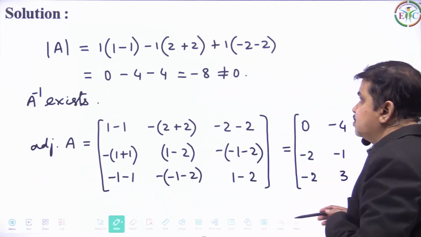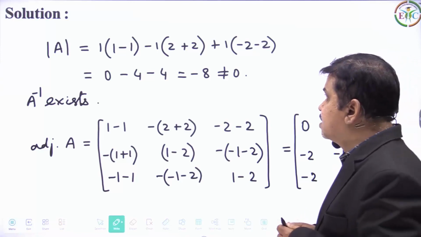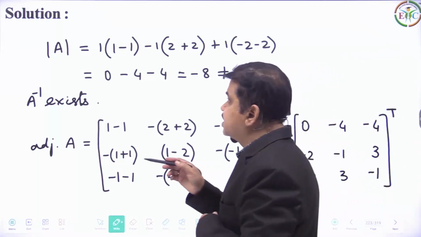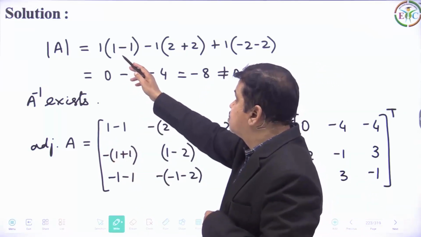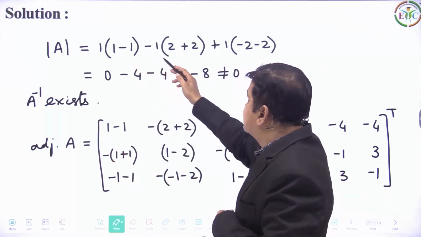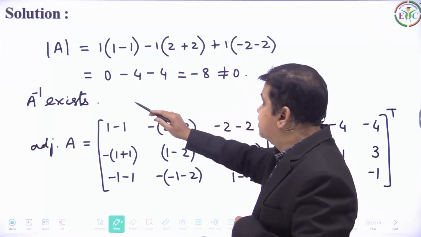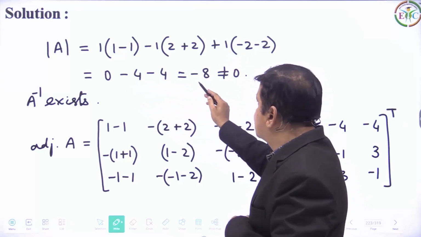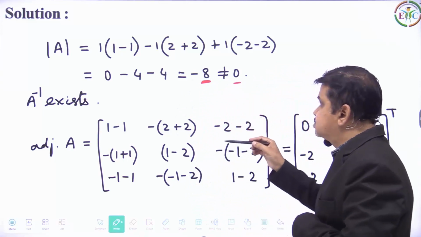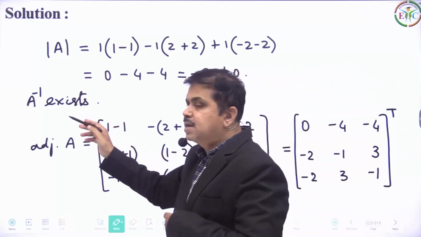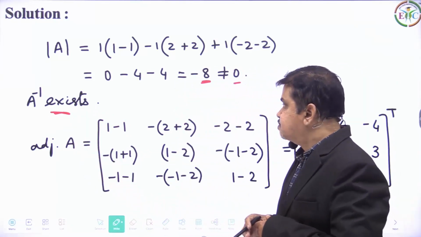A inverse can be found by finding the determinant of A and then the adjoint of A. So finding the determinant of A, expanding along row 1 of the matrix A, we have 1 into 1 minus 1, minus of 1 into 2 plus 2, plus 1 into minus 2 minus 2. That will be equal to 0 minus 4 minus 4, which is equal to minus 8. This is not equal to 0, so we can say that A is a non-singular matrix and A inverse exists.